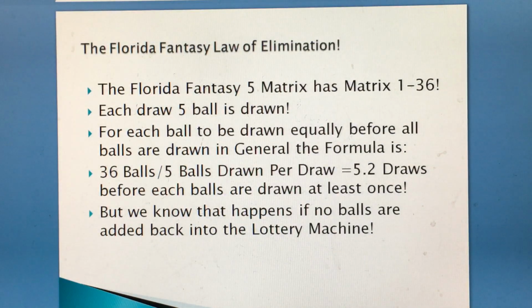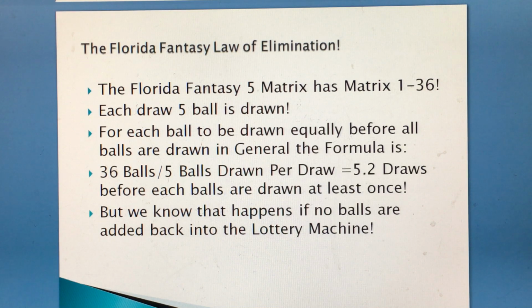Let's look at the law of elimination. I'll be doing the Fantasy 5 law of eliminations. The secret formula will be your key in hitting that jackpot. The Florida Fantasy 5 matrix has numbers 1 to 36. Each draw, 5 balls are drawn. For each ball to be drawn equally before all balls are drawn in general, the formula is 36 balls divided by 5 balls, which is 5.2 draws before all balls are drawn. I'm rounding 5.2 to 5 draws, so it's equivalent to about 5 draws, with 1 ball left over.